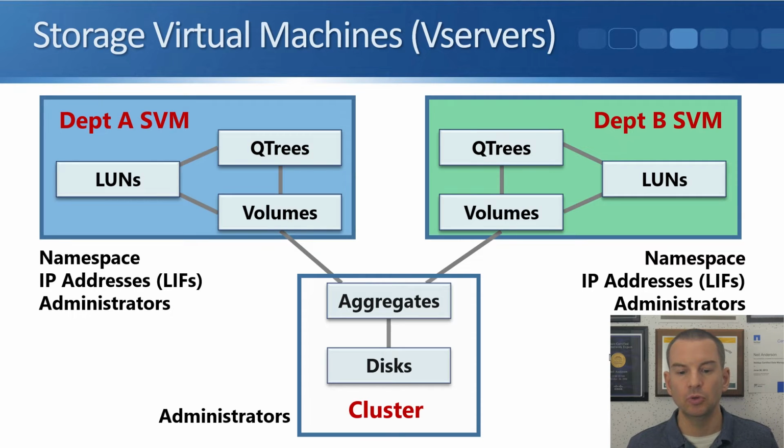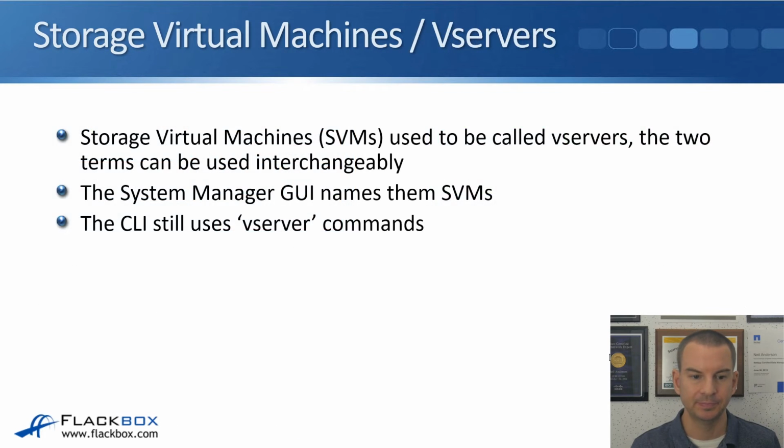So when you are configuring your disks and aggregates, they're available to the cluster as a whole. When you're configuring volumes, qtrees, and LUNs, they are specific to a particular SVM, as are also your IP addresses, which are assigned on our LIFs. That's our logical interfaces. Each SVM has got its own namespace, and administrators can be configured at the cluster or the SVM level. So that's a really high-level overview of SVMs. Let's dig in deeper now, and we'll cover the details.